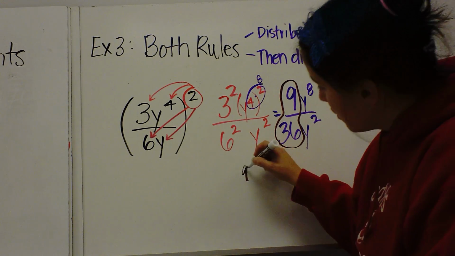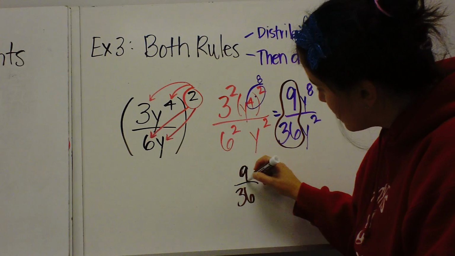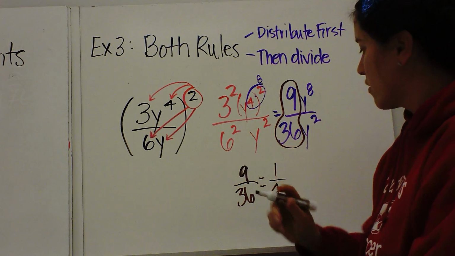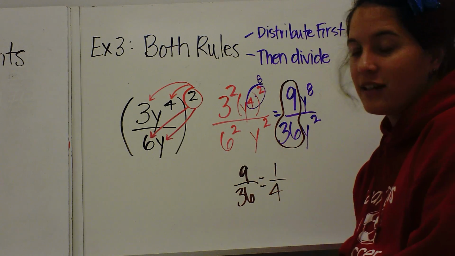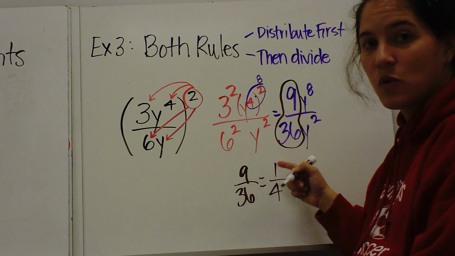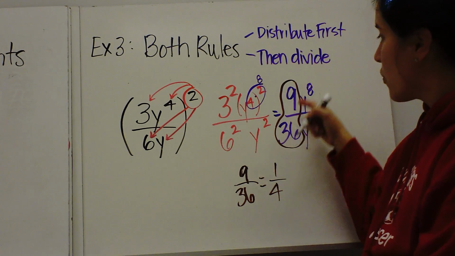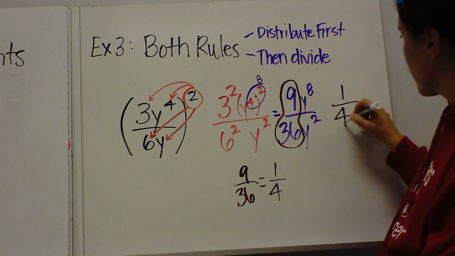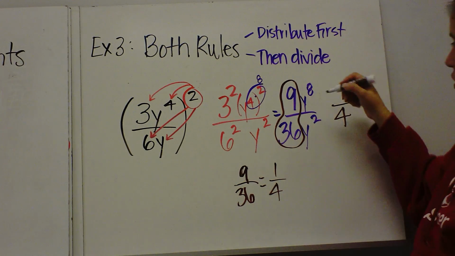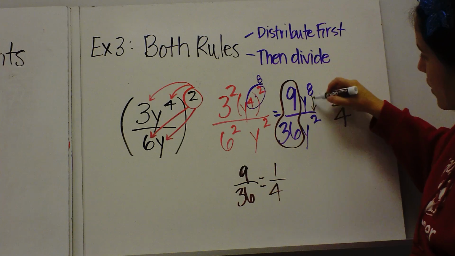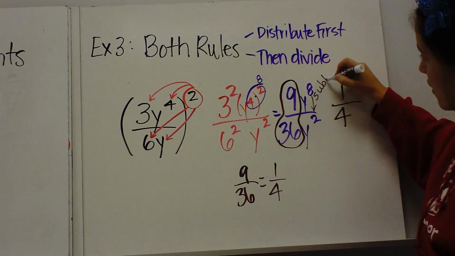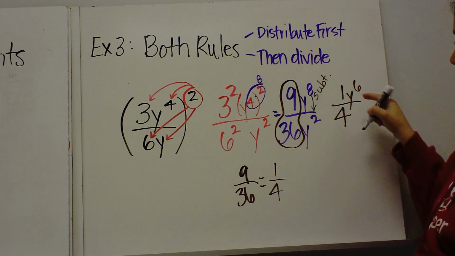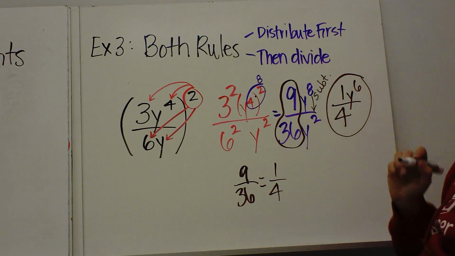9 over 36 we can reduce to 1/4. And if you're not sure how I got that, I divided both by 9. 9 divided by 9 is 1, 36 divided by 9 is 4. So we're going to reduce 9/36 to 1/4. And then we're going to use our rule. We're going to subtract. 8 minus 2 is 6. And then that's how I get my final answer.